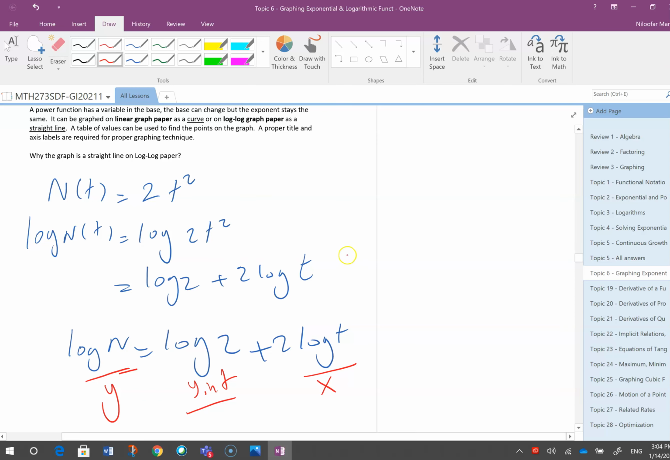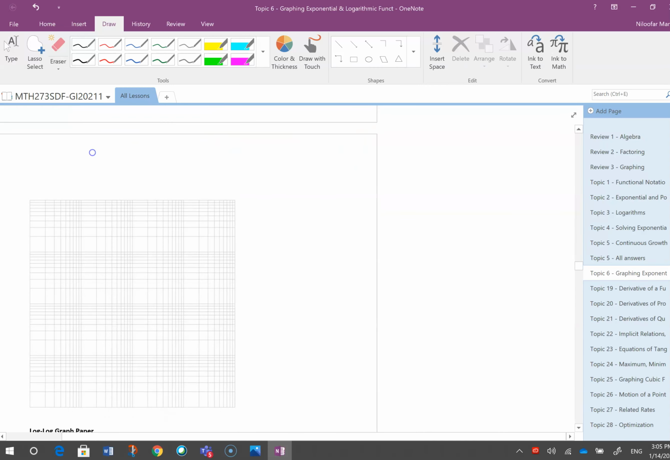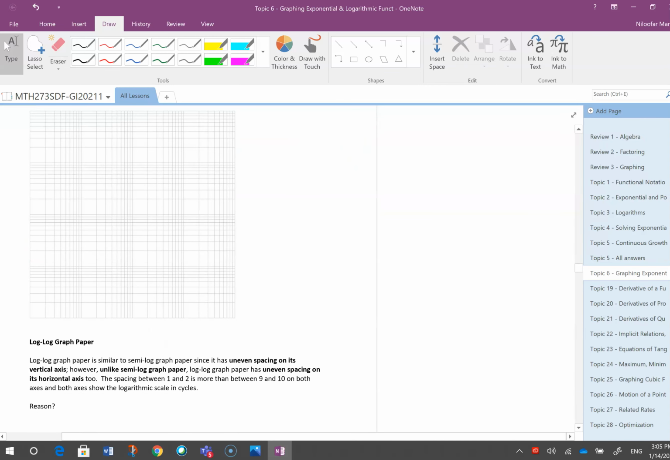Because look at this. Compare this with the other one. In the other one, t was the exponent, but right now t is inside the log. So domain and range, input and output, both of them are logarithm. So I use log paper, which has logarithm on both axes. It is 1 to 10, for example, 10 to 100, 100 to 1000, 1000 to 10,000, based on your need.